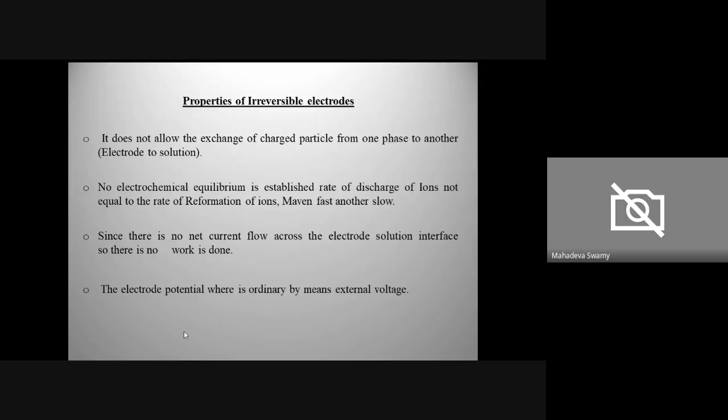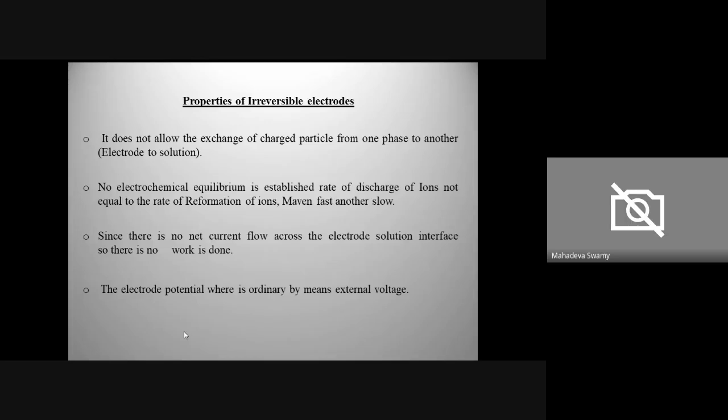The second one is that no electrochemical equilibrium is established. The rate of discharge of ions is not equal to the rate of reformation of ions. One is faster, another one is slower. So equilibrium is not established. It will not establish equilibrium in its cell. So this is the second one.